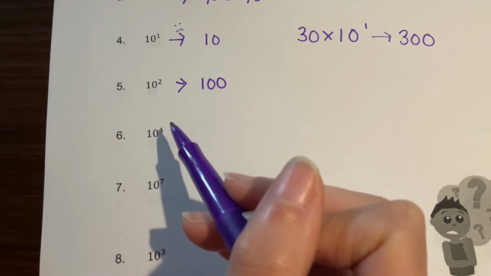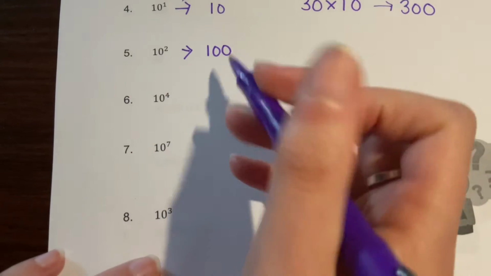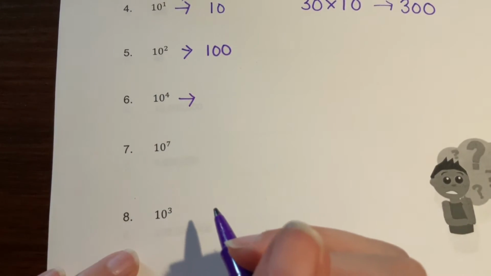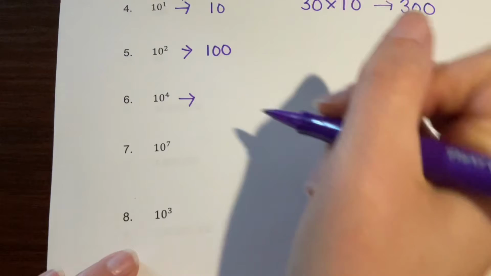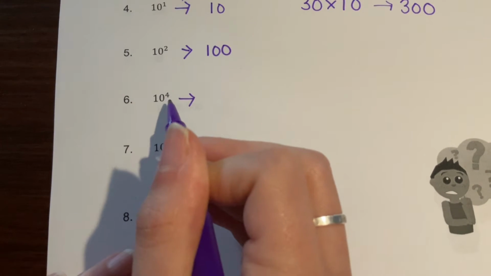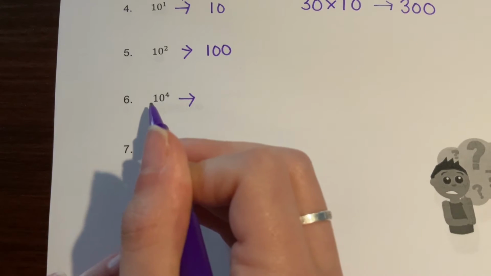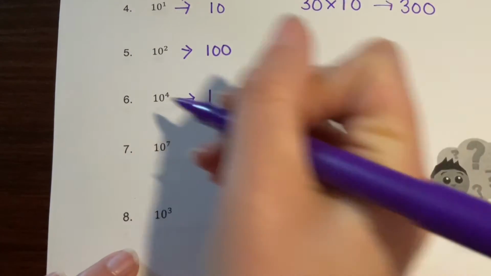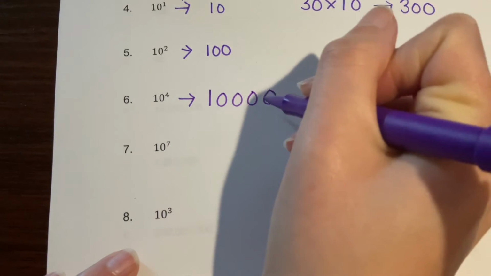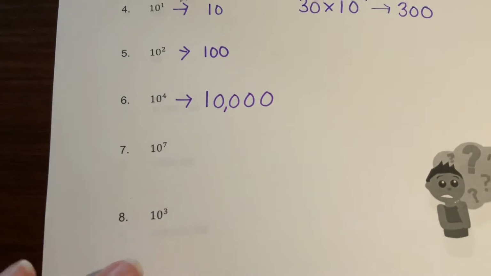Sorry guys, I'm getting all confused. Okay, let's do another one. We have 10 to the fourth power. How many zeros are we going to have? Okay, we're going to have 4 zeros because it tells us. But let's look at our digit first. This is a 1. We have a 1. We have 4 zeros. 1, 2, 3, 4. 10,000. Okay?